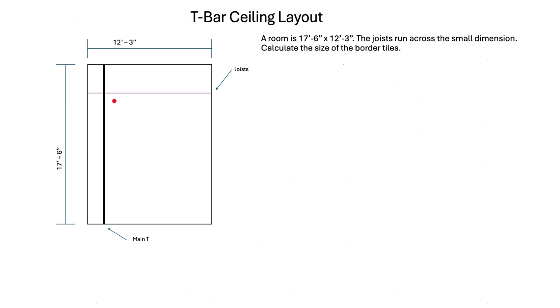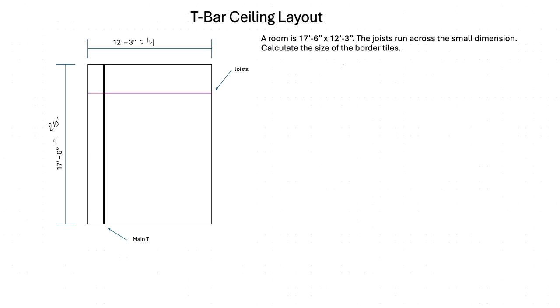First step for any math where we're dealing with imperial is turning our feet and inches into something a little bit more friendly. To me, that's just inches. So 17 times 12 plus 6 inches gets us 210 inches in the long dimension. And for our short dimension, 12 times 12 is 144 plus 3 is 147.